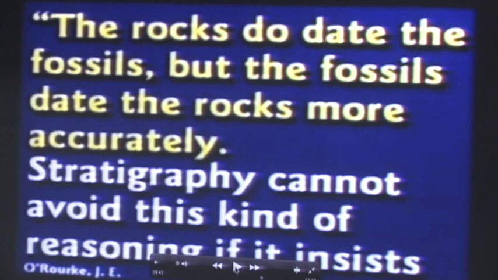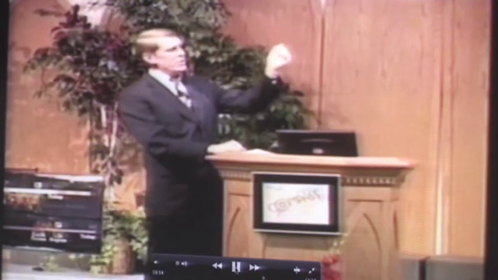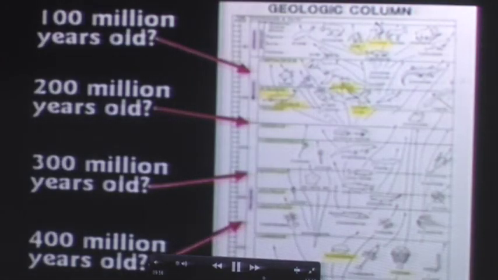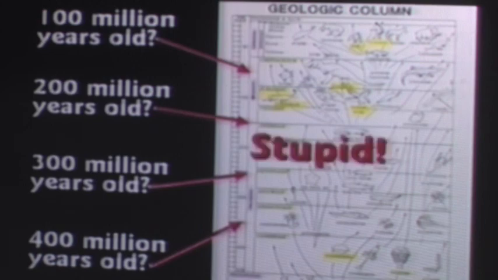Same things. Stratigraphy cannot avoid this kind of reasoning if it insists on using only temporal concepts, because circularity is inherent. You have to use circular reasoning to get it right. Well, that's stupid. They tell the kids each of these layers is a different age. 100 million, 200 million, 300 million, real impressive, huge numbers. Now, Charlie Darwin did not like round numbers. He wanted to be more precise.